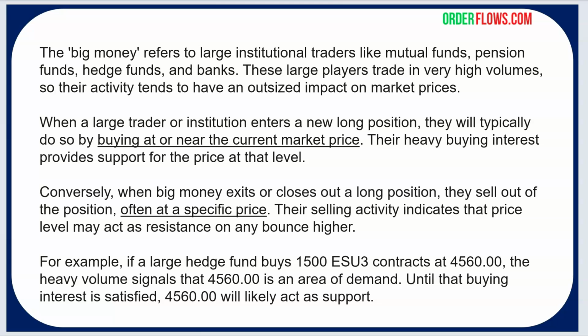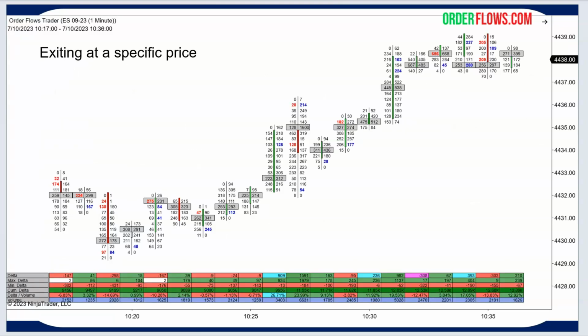So for example, if a large hedge fund buys 1,500 E-minis at 45.60, the heavy volumes signal that 45.60 is an area of demand, and until that buying interest is satisfied, 45.60 is going to act as support. Okay, so key importance here is, new positions, they're going to start buying at or near the current market price for getting into positions. When exiting or closing out, they sell at a specific price. Okay, so just keep that in mind, right? When they're exiting, they're exiting at a specific price.